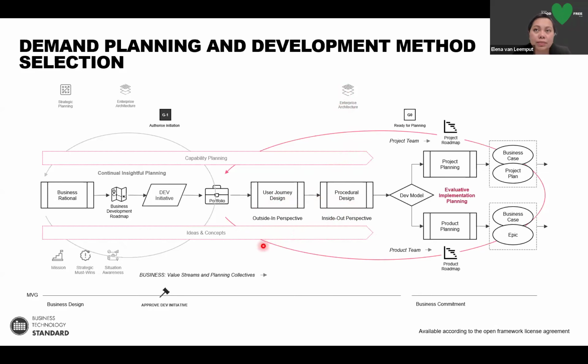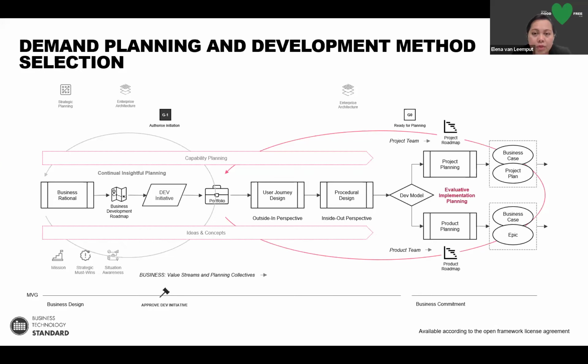So this is the plan process, as you can see. The planning collective is quite prominent here. The planning collectives and the value stream have a key role in this early phase, and they take the primary responsibility for shaping and guiding the development of the business requirements.